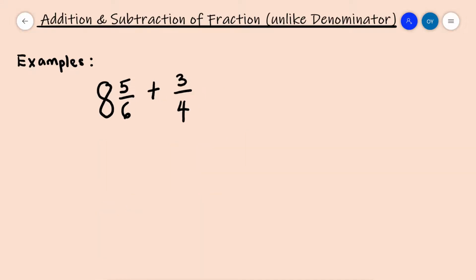Here is another example, 8 5 over 6 plus 3 over 4. Here we look for the LCD of 6 and 4. The least common denominator here is 12 because 6 times 2 is 12 and 4 times 3 is 12. So we want to make sure that these fractions have the same denominator of 12.